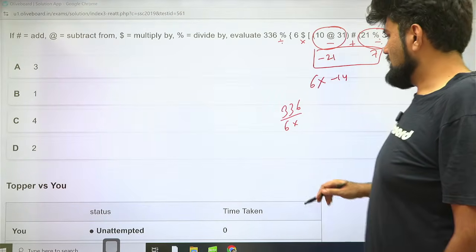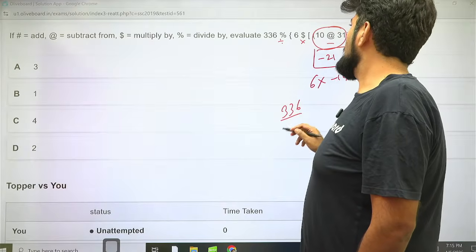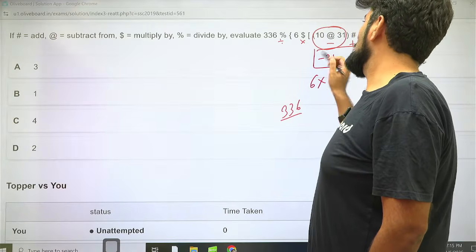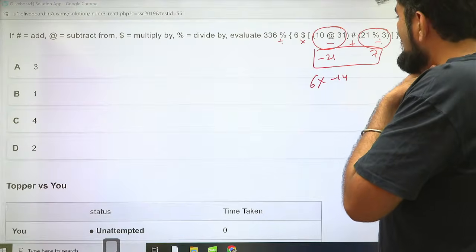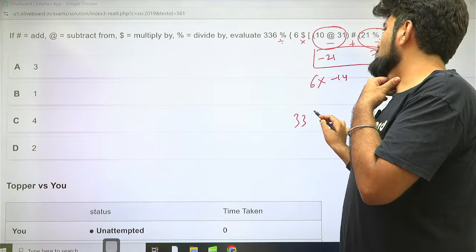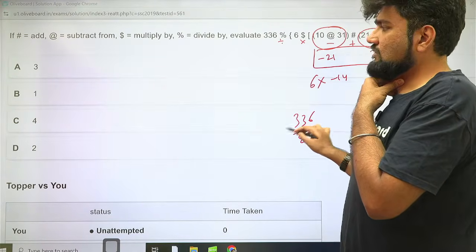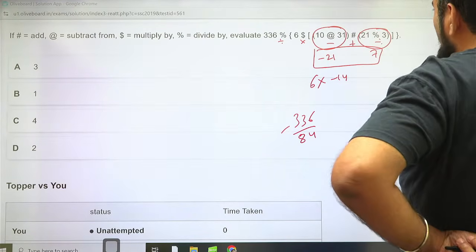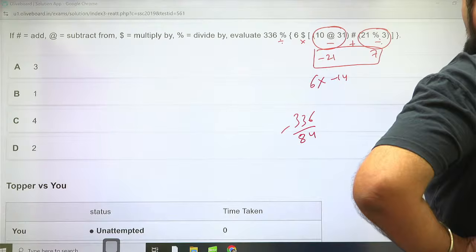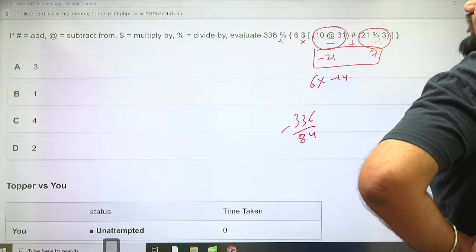Can we do that? No, wait. Divided by, you'll have to solve this only first. Okay. So this is minus 84. 336 divided by 84. Minus. Something wrong we have done. Where have I missed it? 21 divided by 3 is 7. 10 minus 31. Is the question incorrect?